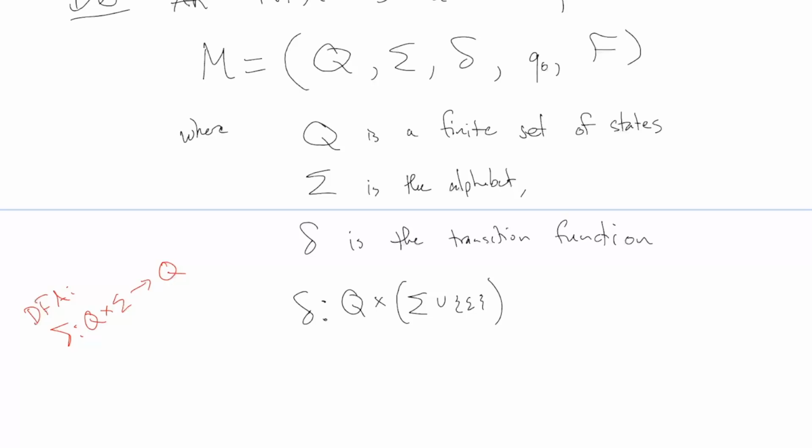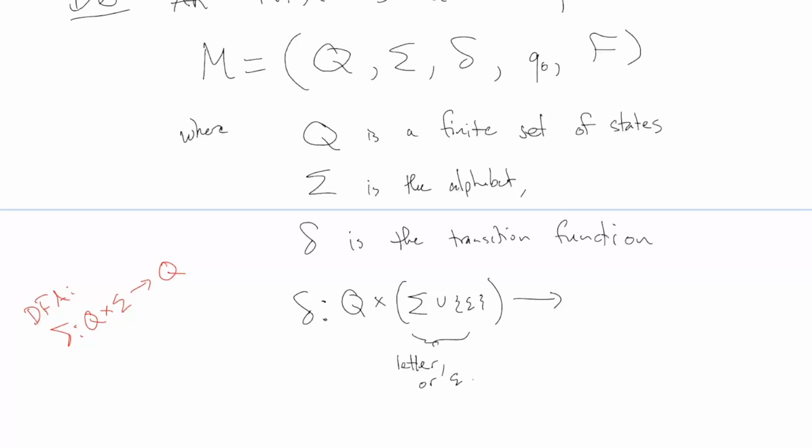So this means when you plug in pairs, the first thing in the pair is a state. The second thing is either a letter or it's epsilon. That's what that weird little union is doing. And then the other detail: the codomain of the function for a DFA is Q, which means the answer you get out is a state. But this time, I need the answer I get out to be a set of states, in other words, a subset of Q.